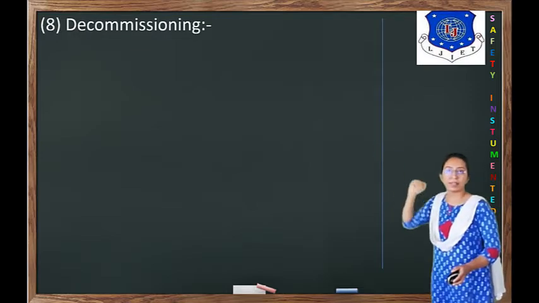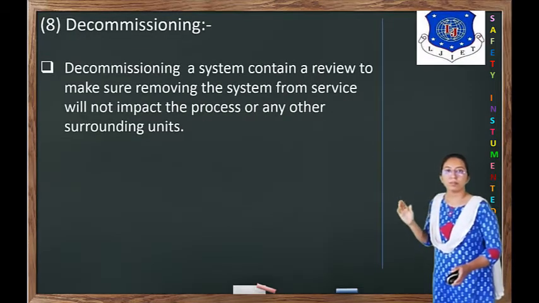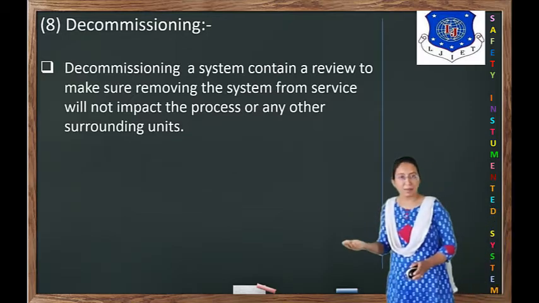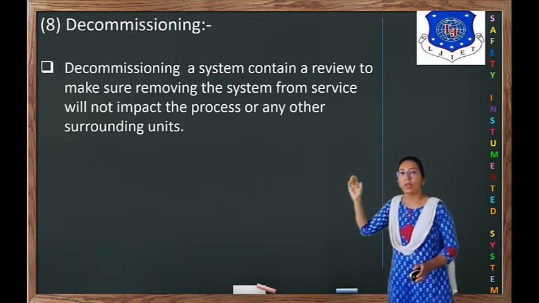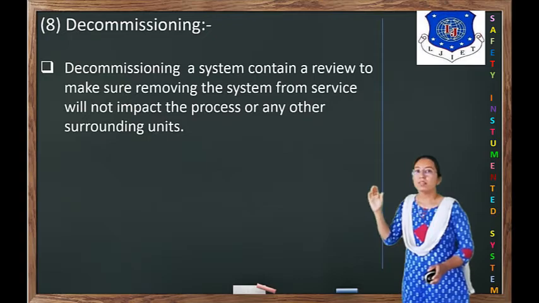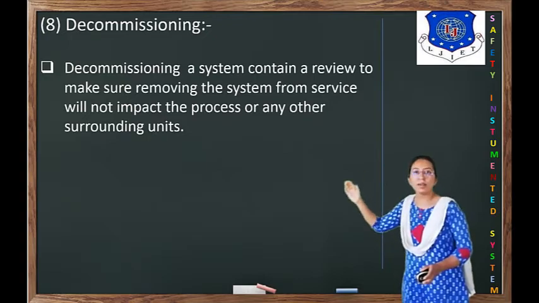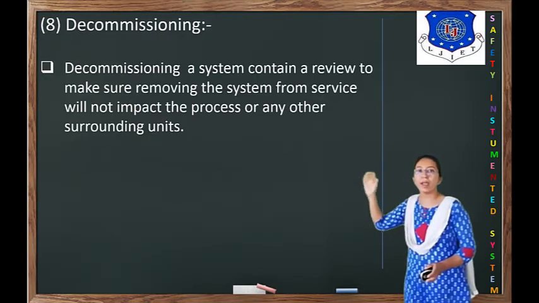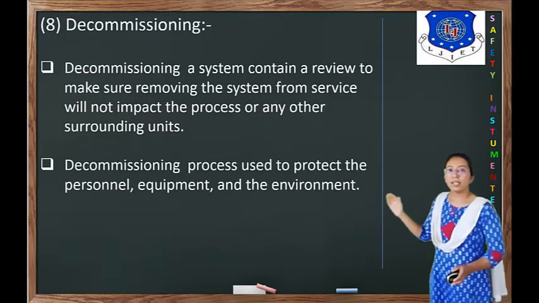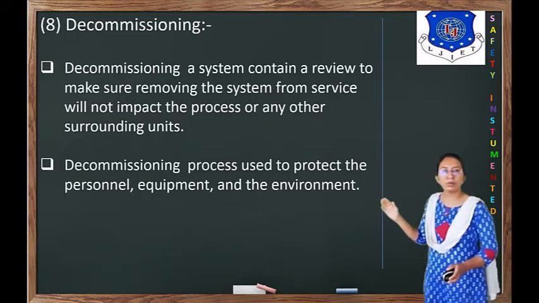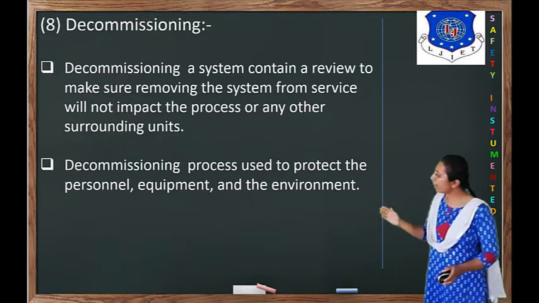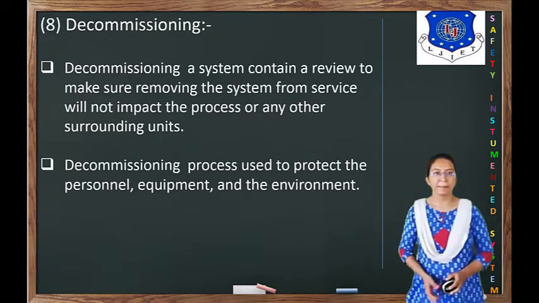Number 8, decommissioning. Decommissioning a system includes a review to make sure removing the system from service will not impact the process or any other surrounding units. The decommissioning process is used to protect personnel, equipment and the environment.